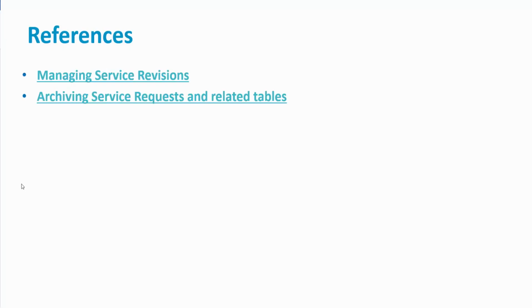I have listed some references in this slide which you can refer to at a later time. The first link is for the documentation about managing service revisions. This will help you understand how service revisions get created. The second bullet point here is archiving service requests and related tables. There is a link for the blog post that the engineering team created in order to address this issue.